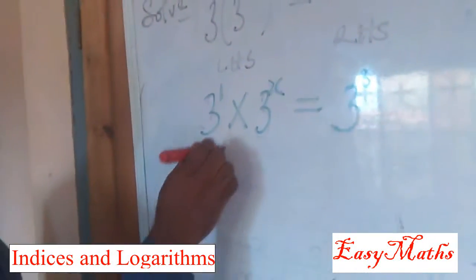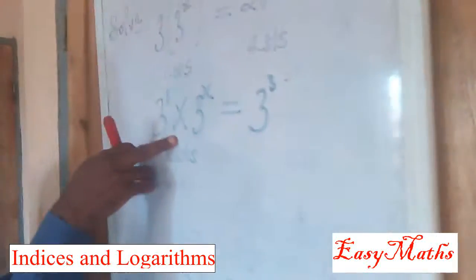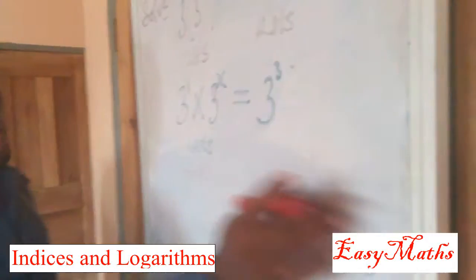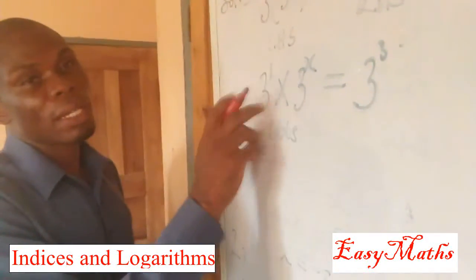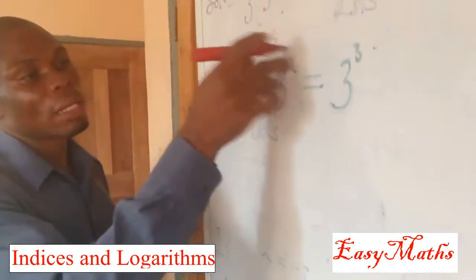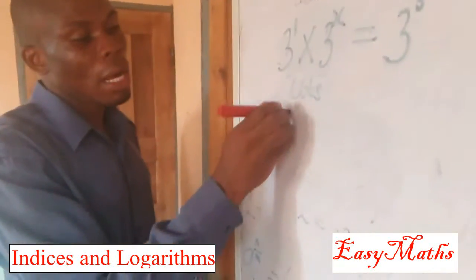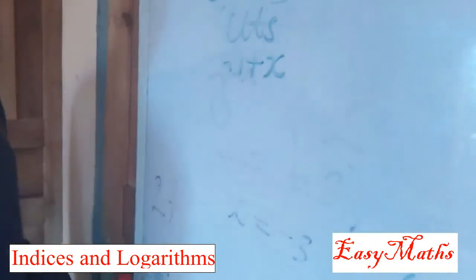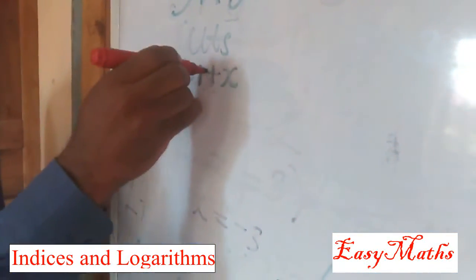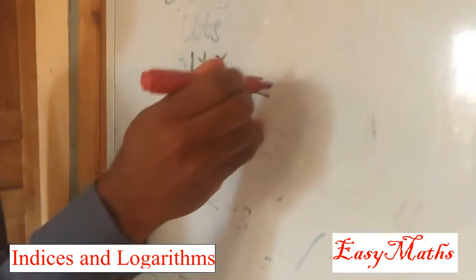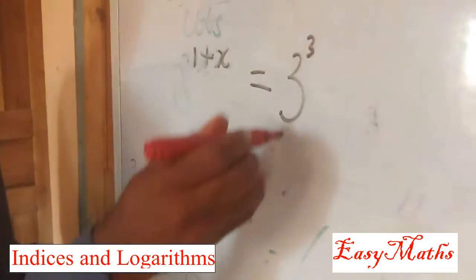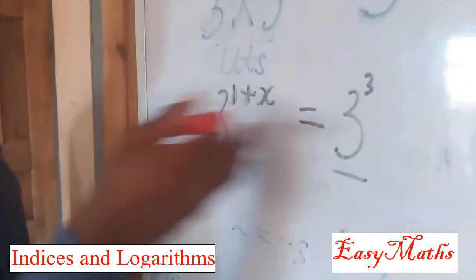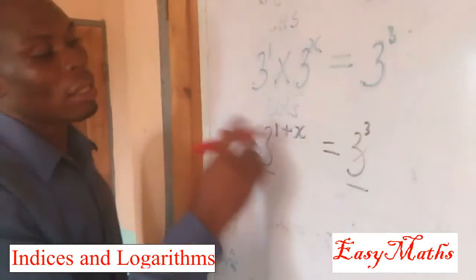So on the left hand side here, you have a product, a multiplication operation, that you need to deal with. So you apply your first law that says when the bases are the same, 3 base 3, you add the powers. So you have 3 raised to power 1 plus x. And 3 raised to power 1 plus x is equal to 3 raised to power 3. Now what is on the right is also base 3. The bases are the same, so I can eliminate the base and equate the powers.